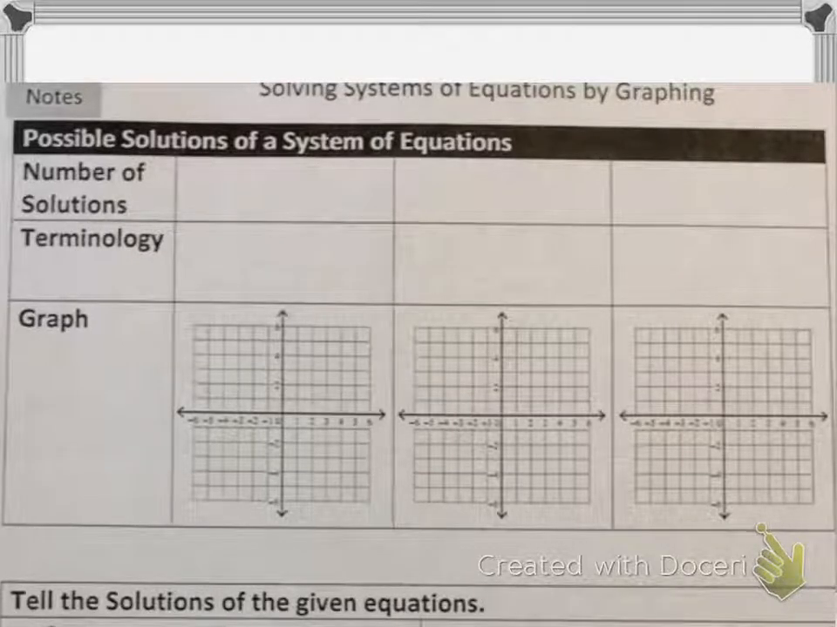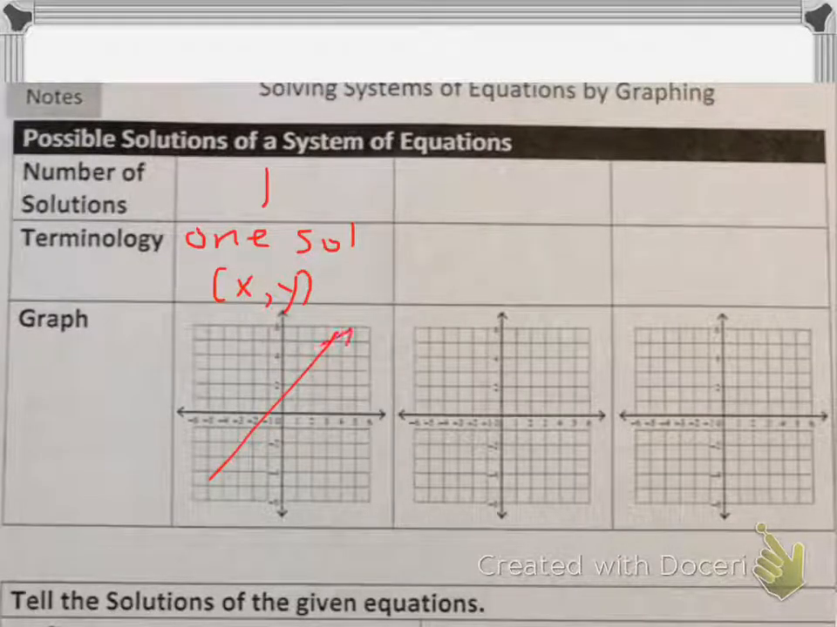So really what can happen here is we can have one solution. When we say that it has one solution, we also would say that that solution is an ordered pair, so an x, comma, y. When we look at a graph of that, say we have a line coming this direction and a line coming this direction. We have one specific point of intersection on those two lines. That point of intersection would be an ordered pair, and it would be one solution.